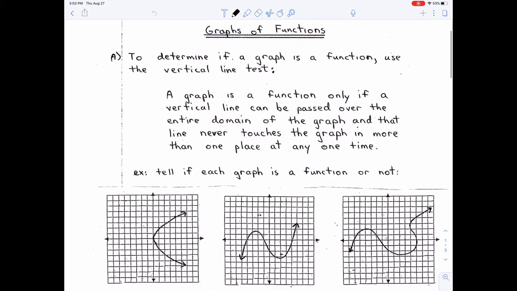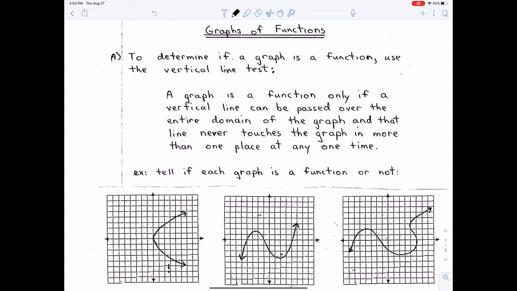Okay, how do we determine if a graph is a function? We use what's called the vertical line test. You can read it there. Basically, the idea is this. You pass a vertical line through the graph. Why? Because along a vertical line, your x-coordinate stays constant. And then does the graph have more than one y-coordinate? In other words, does the vertical line touch the graph in more than one spot? Okay, so for instance here, does it ever touch it in more than one spot?